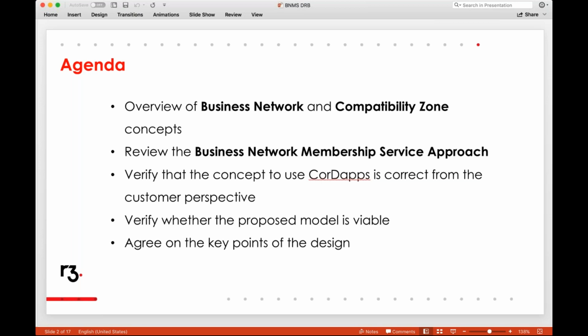Thank you. Is everyone seeing the agenda slide? Yes. Okay, cool. So the topics I would like to talk you through today: first of all, an overview of the business network and business compatibility zones. Then we review the business network membership service design approach, verify that the concept to use Corda is correct from the customer perspective, verify that the proposed model is viable, and agree, obviously, on the key points of design. Next slide, please.